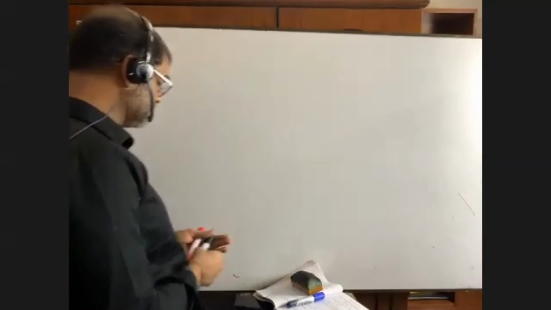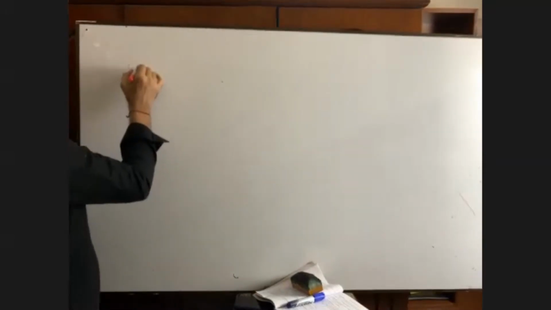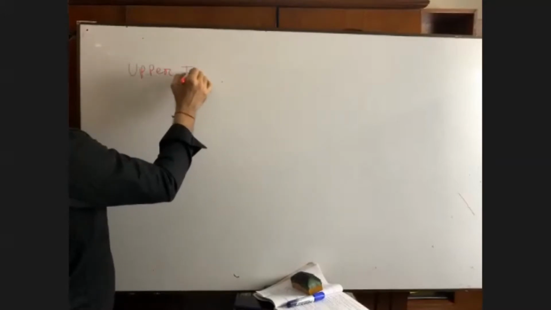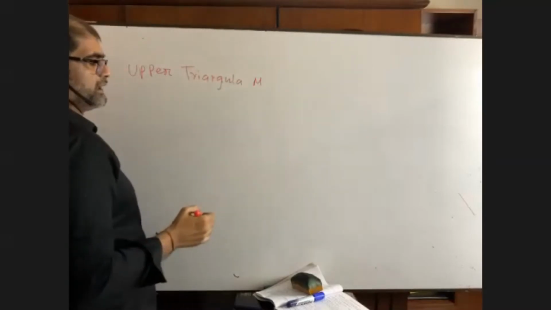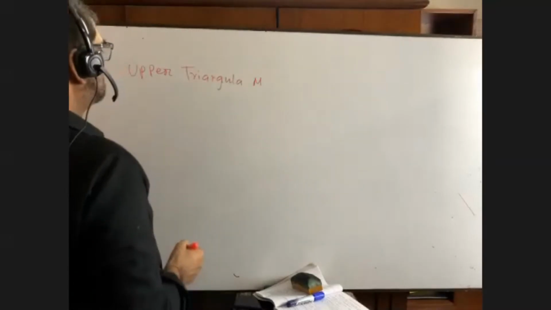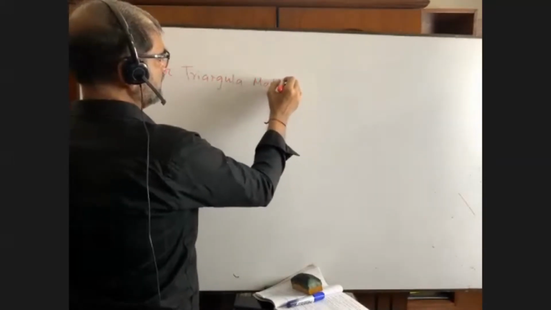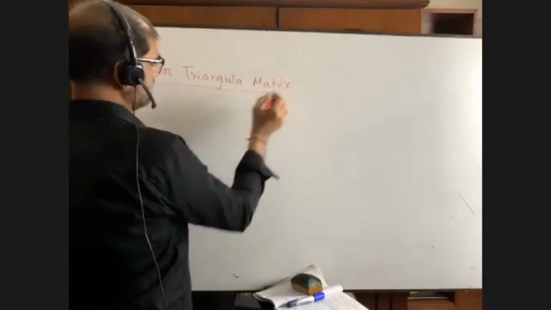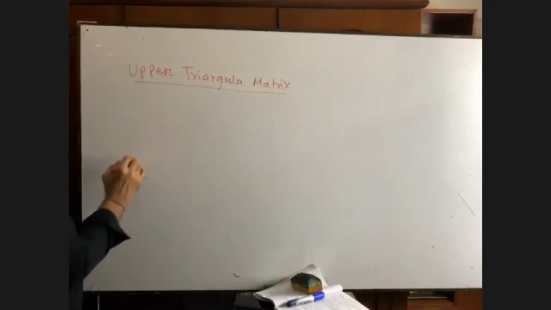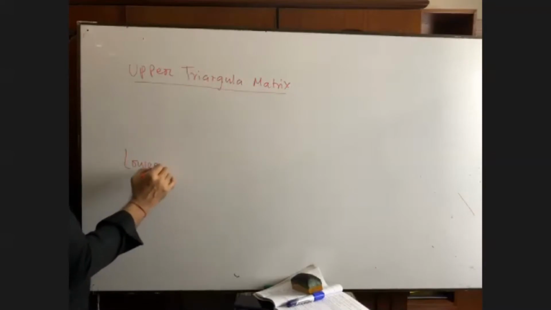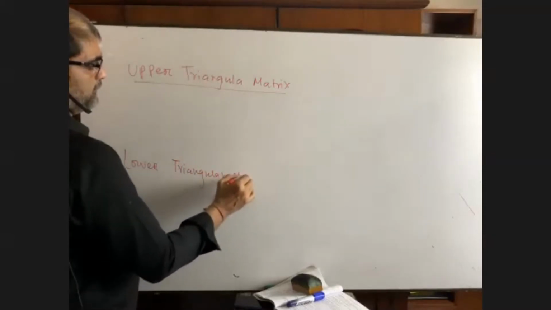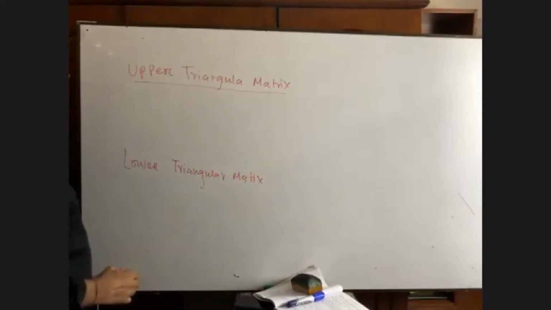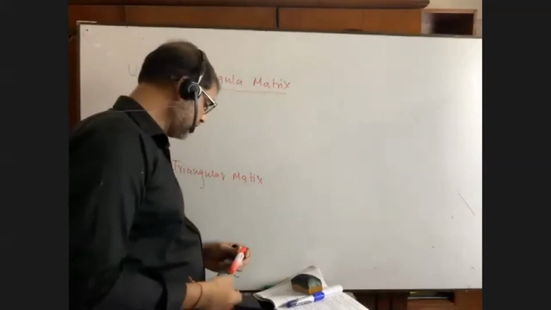Okay. Now I am going to show you the upper triangular matrix. Write down. In all the cases, we may not get the trace. Upper triangular matrix. What is meant by this? Upper triangular matrix. And at a time, I'm going to show you the lower triangular matrix.